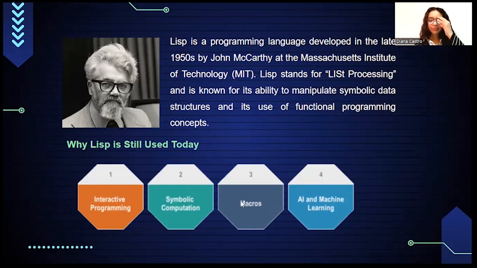The macros. It allows programmers to define their own syntaxes and language constructs by using macros, which can lead to more consistent, expressive code. So that's a very cool process. The other one is AI and machine learning. LISP has historically been used in artificial intelligence and machine learning features, and is still used today in some research areas. So yeah, that's why LISP is still used today.